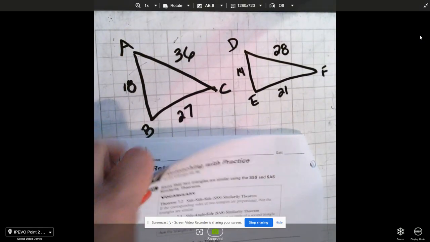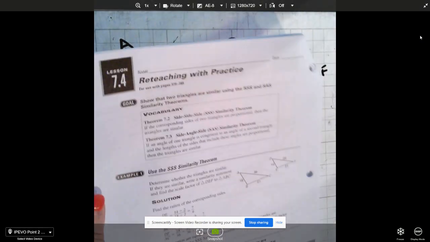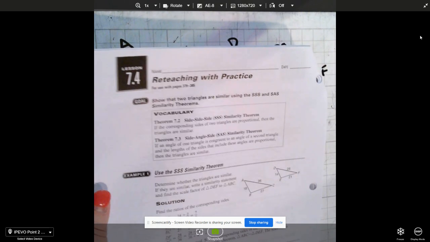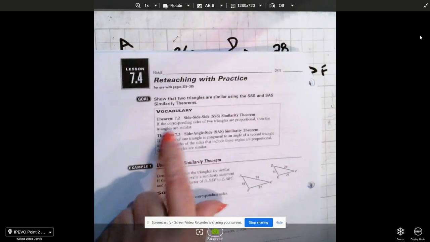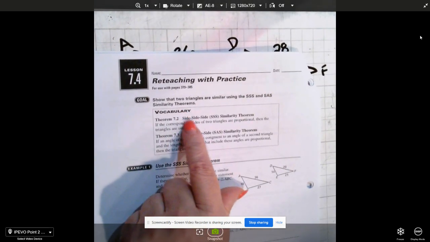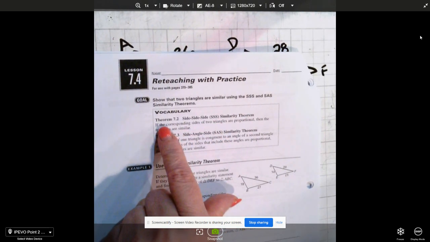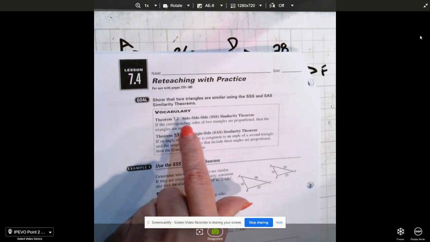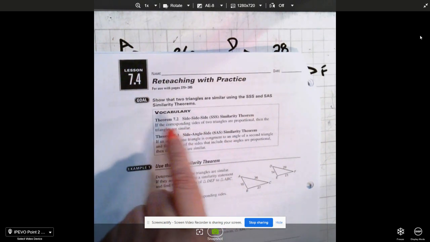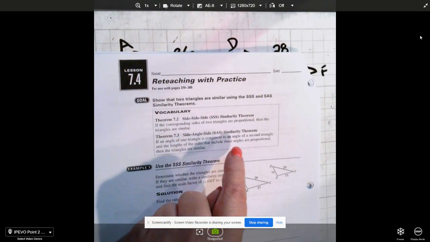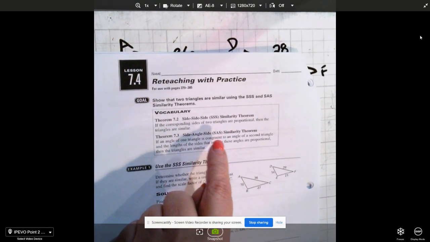All right, so we're going to start here on section 7.4, reteaching with practice. There's two vocabulary words. One of them is side, side, side. It tells you that if every side of a triangle corresponds to another side of a triangle and they are proportional, then the two triangles are similar.